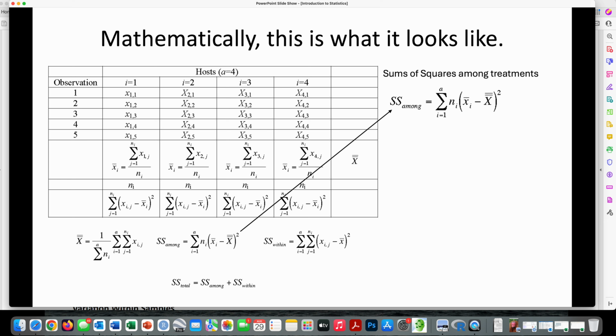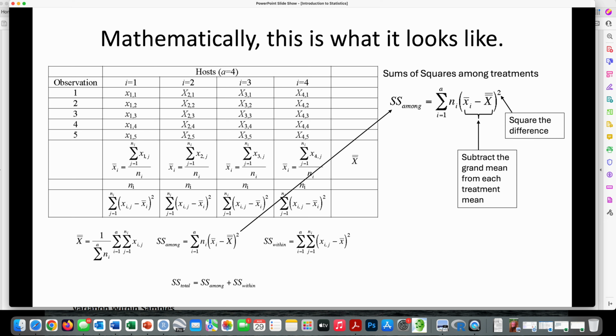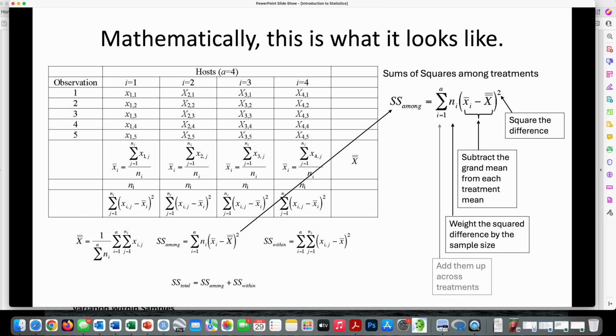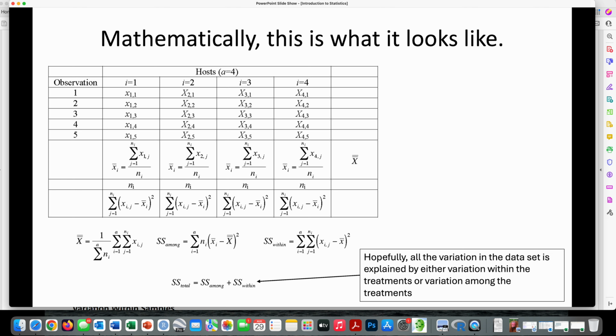Sums of squares among, once again, looks very similar to a variance estimate. You're taking one mean from another mean, in this case subtracting the grand mean from each treatment mean, and squaring those values. Don't forget to weight those differences by the sample size and then add them up across all of the treatments. Once you have sums of squares among and sums of squares within, you can just add those together, and that will add up to the sums of squares total.